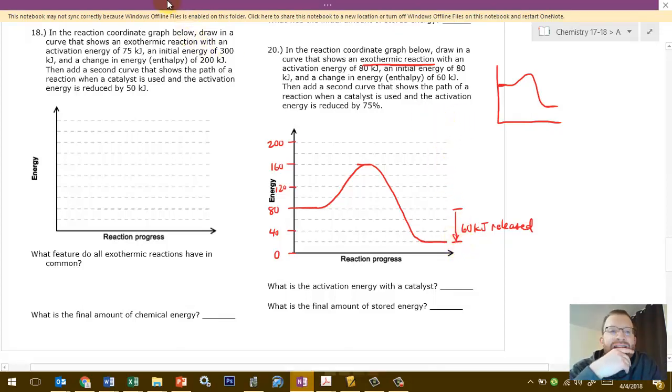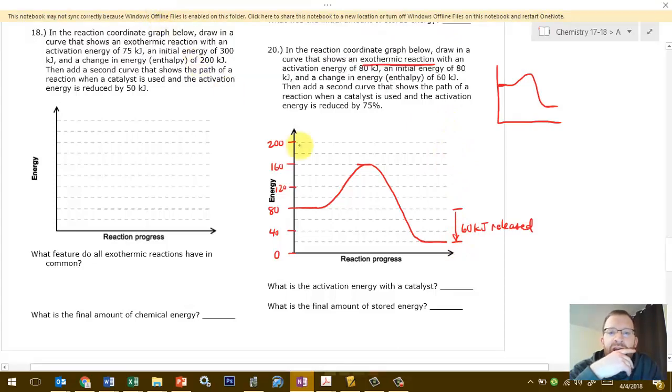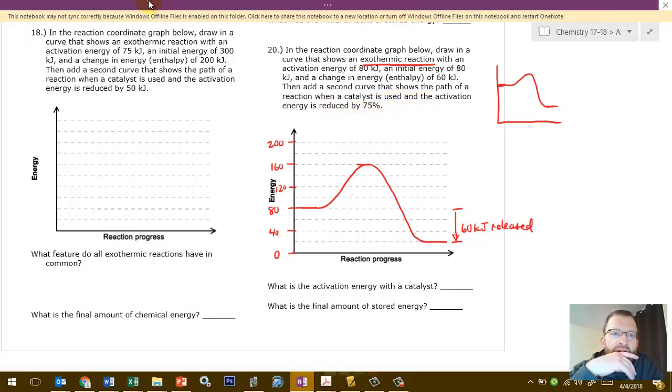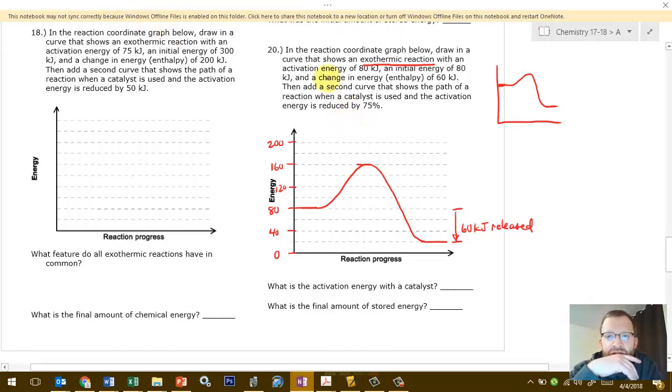But it also asks us to add a second curve. So I'm going to switch colors again. Second curve that shows the path of reaction when the catalyst is used and the activation energy is reduced by 75%. So remember, our initial activation energy was 80 kilojoules, and that's the size of the hill, like here.